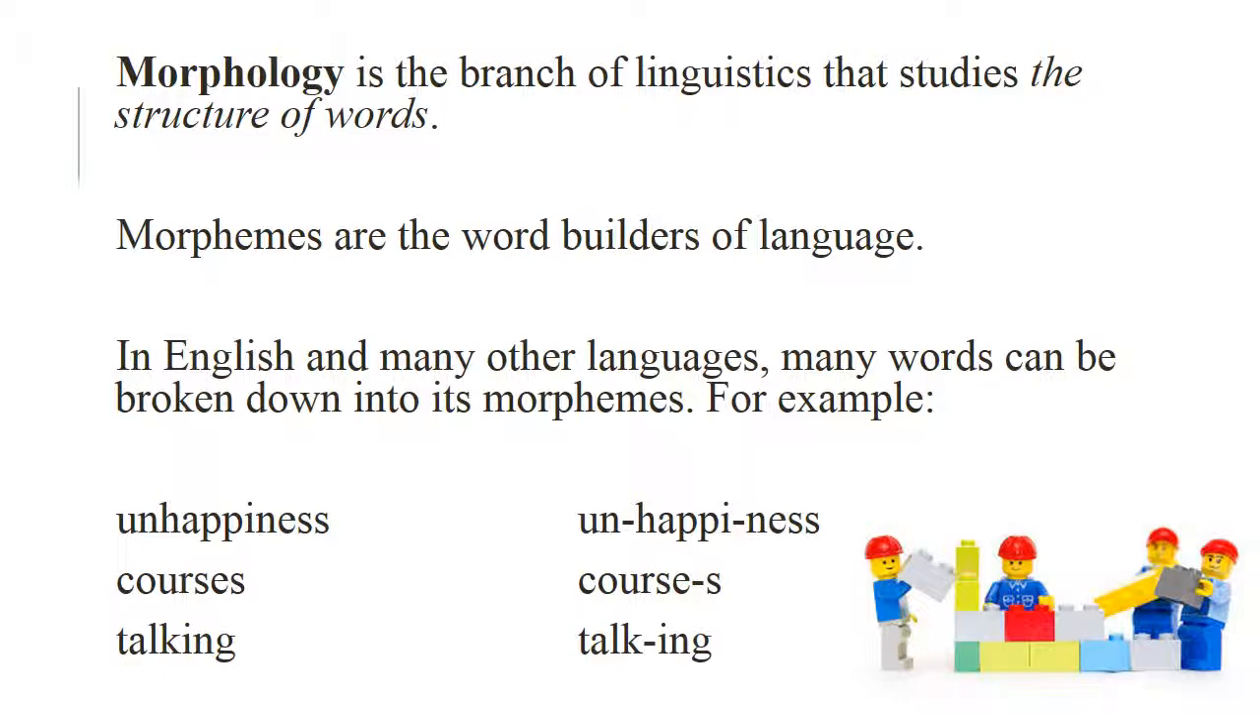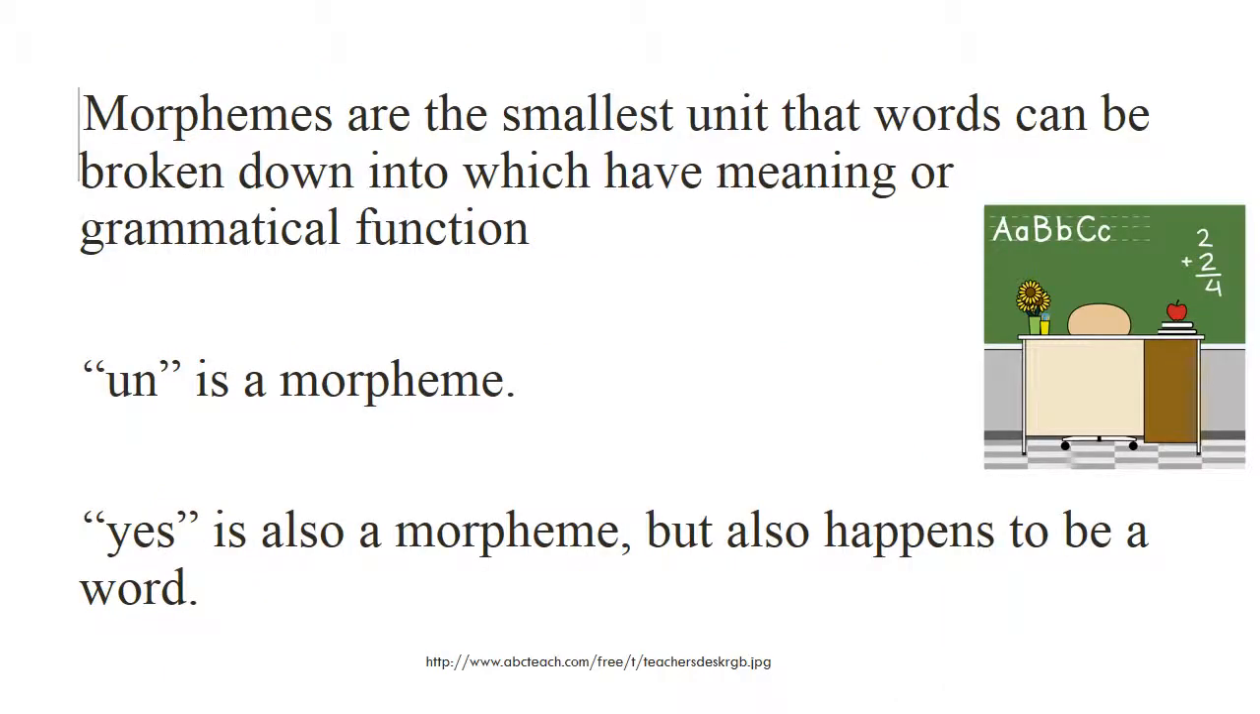And so for the word unhappiness, we would find three morphemes. Courses and talking each have two. Why? Morphemes are the smallest unit that words can be broken down into which have meaning or grammatical function. So for instance, un is a morpheme. Yes is also a morpheme, but it also happens to be a word.